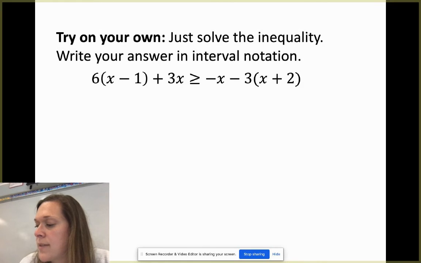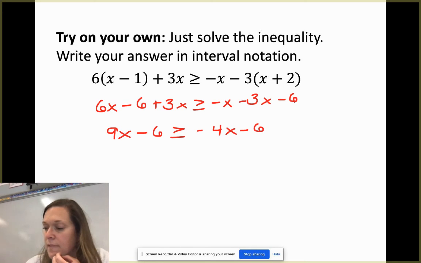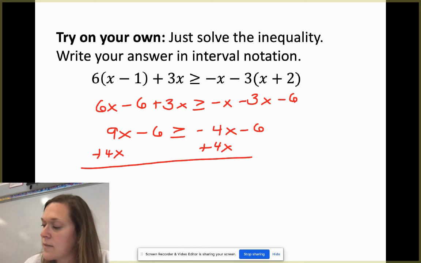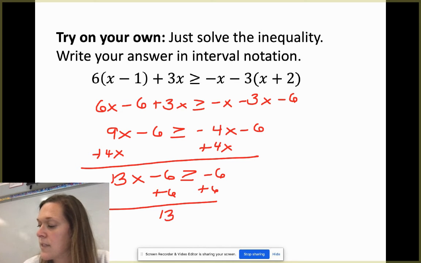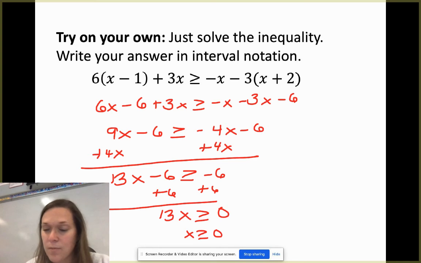So we have parentheses 6x minus 6 when you distribute, plus 3x greater than or equal to negative x minus 3x minus 6. So now we get 9x minus 6 is greater than or equal to negative 4x minus 6. And then adding your 4x over gets us 13x minus 6 is greater than or equal to negative 6. Adding 6 over gets us 13x is greater than or equal to 0. Dividing by 13 leaves us with 0.